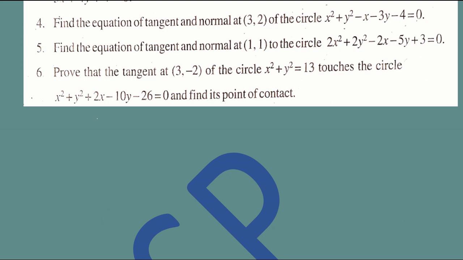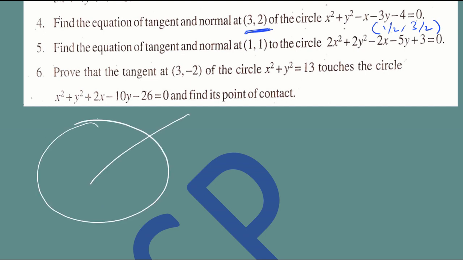In the fourth problem, he is asking us to find the equation of the tangent and normal. For the tangent at this point, simply write S1 = 0. You want the normal. We know that any normal passes through the center. Observe that here the center is (1/2, 3/2). So you have the center and you have one more point, (3, 2). You just find the equation of the line joining these two, and you got your normal.